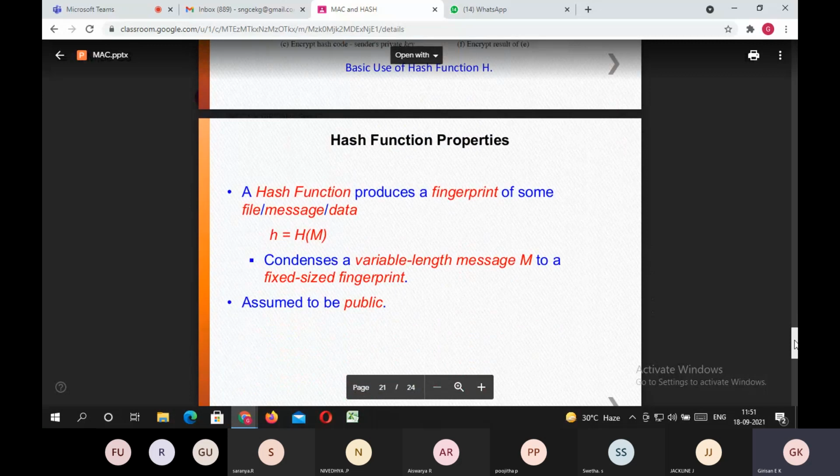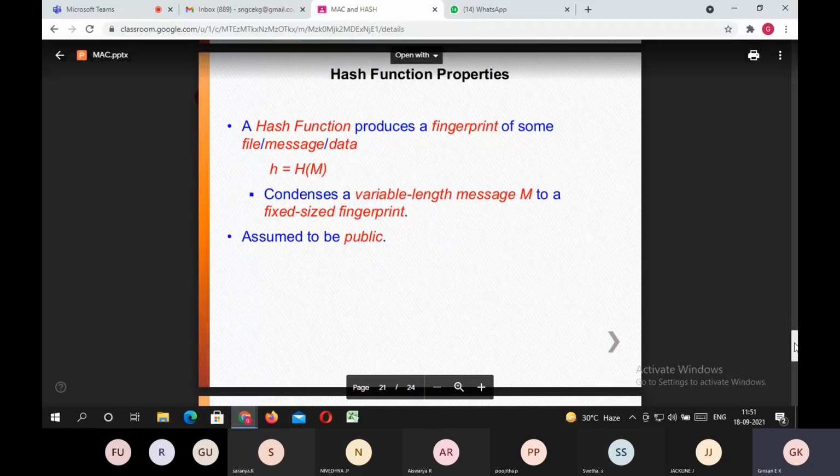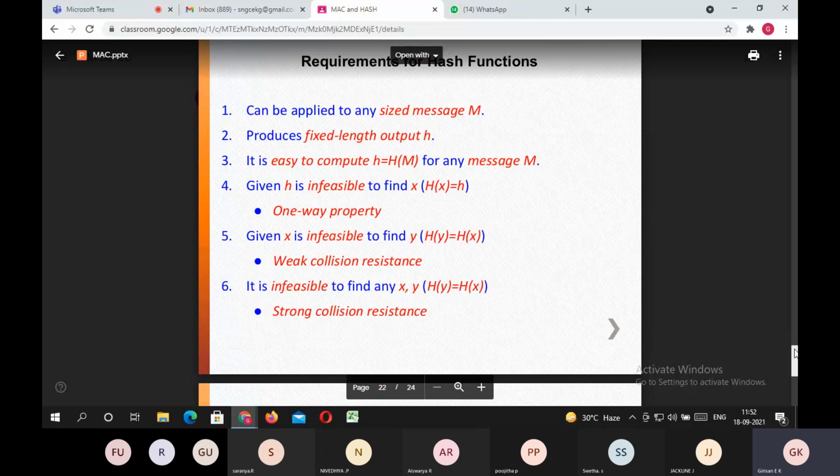So what are the properties of hash functions? Hash functions produce a code, that is H is equal to H of M. It reduces the variable length message to a fixed size code called a fingerprint. So all these things are public key infrastructure, okay, public key management. Okay, so these are the properties, and we have got other requirements for the hash functions.